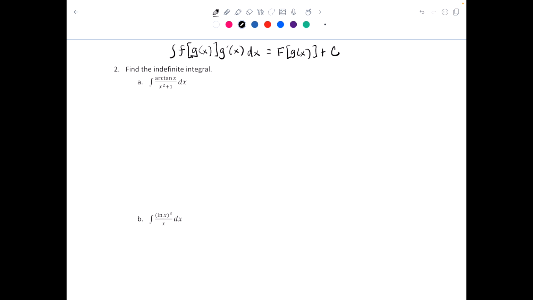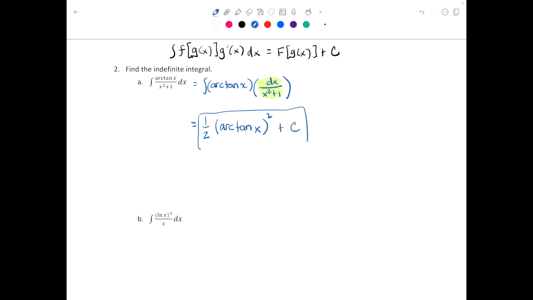So if I was doing a u substitution for this first one, I would let u equal arctangent at x, and do you see that we have its derivative available? So I'll write this as the integral of arctangent at x times dx over x squared plus 1. So do you see that would be my whole du? And so I have everything I need for the derivative portion of the inner function. And so, coming back, that will give us the arctangent function at x squared multiplied by 1/2 plus our constant of integration. How are we doing?